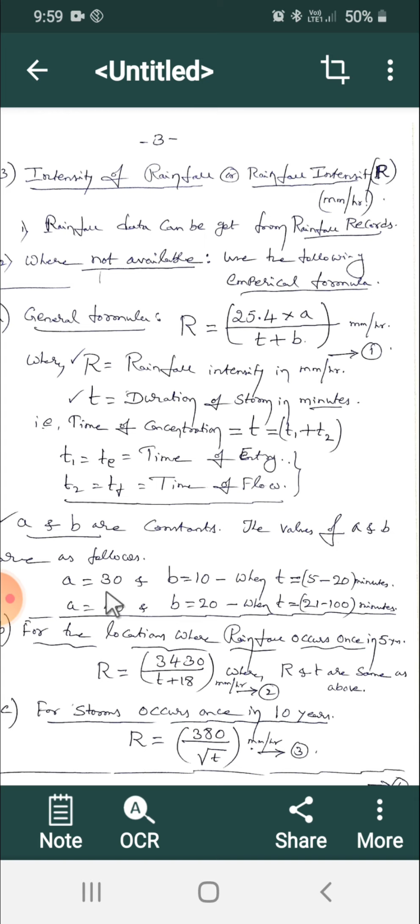What is T2? Once the water enters inside the pipeline, the flow starts in the pipe. In the beginning it was empty. Now it will be moving. Slowly the discharge goes on increasing, and finally the discharge will become the same, a steady and uniform flow.